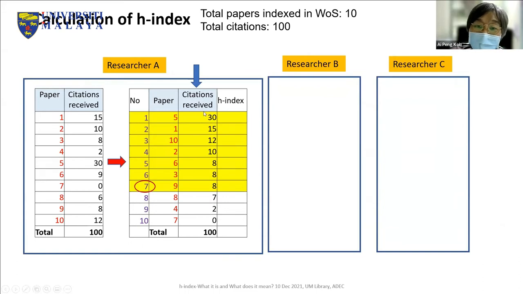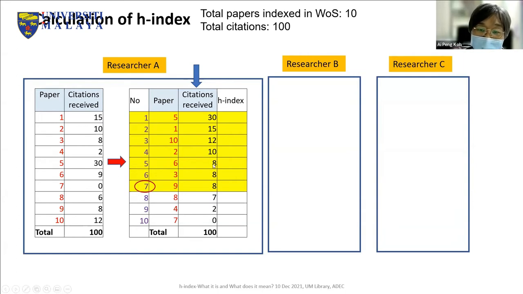We are comparing the citations received with the sequence number of the paper. So when 30 is bigger than 1, the citations received are bigger than the number of the paper, so it moves down. So 1 moves down to 15. Is 15 more than 2? Yes. So you move down the line. 12 more than 3, correct? Yes. So you move down. 10 more than 4? Yes, correct. You move down the line again.